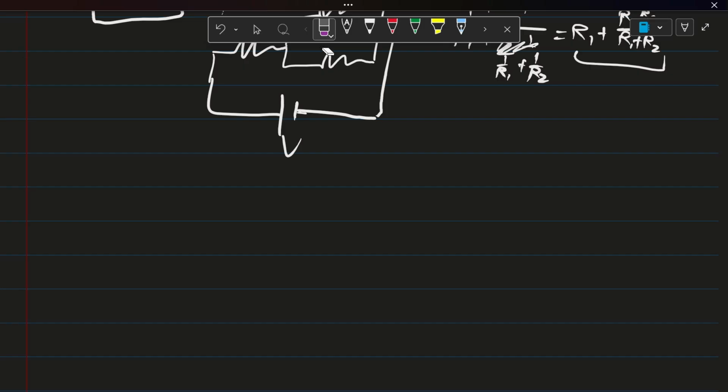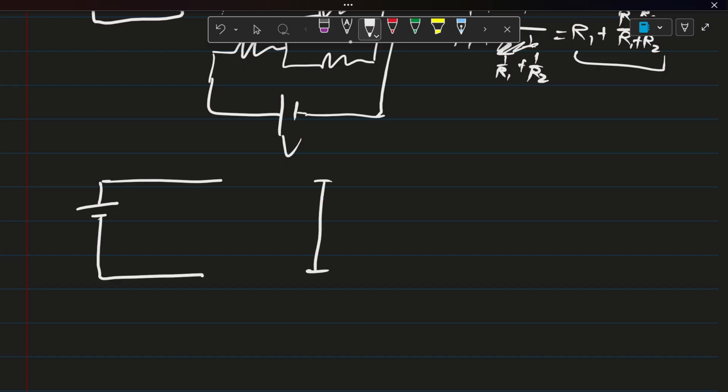But maybe, let's say I give you a certain kind of circuit, and I want to ask you just to try to compute what's the resistance from this point to this point. So this black box will be a resistor there, a resistor there, a resistor there, a resistor there.